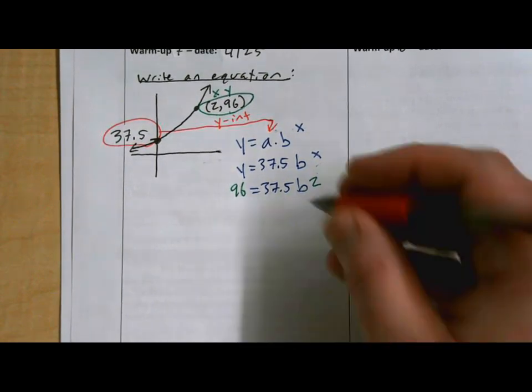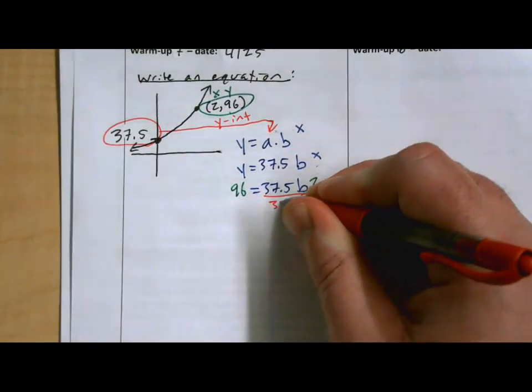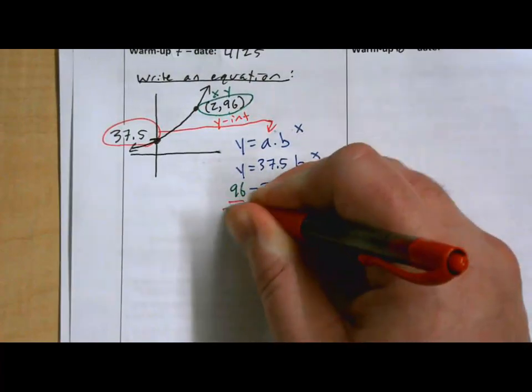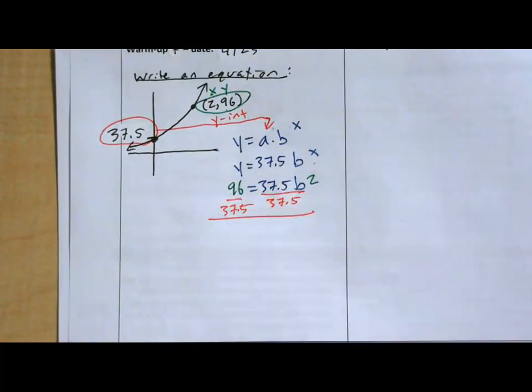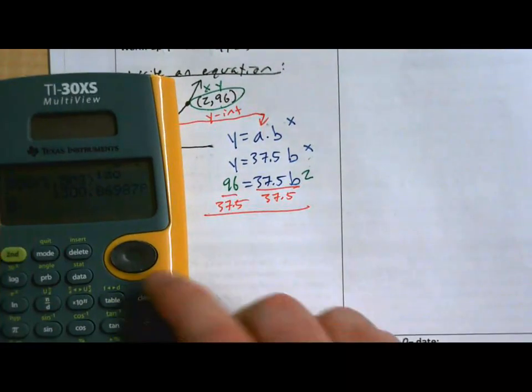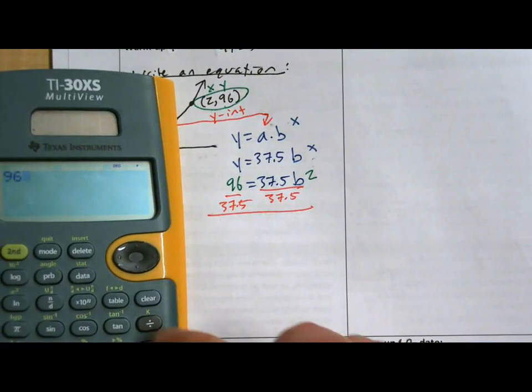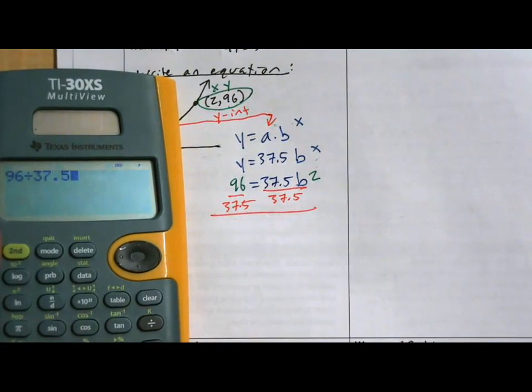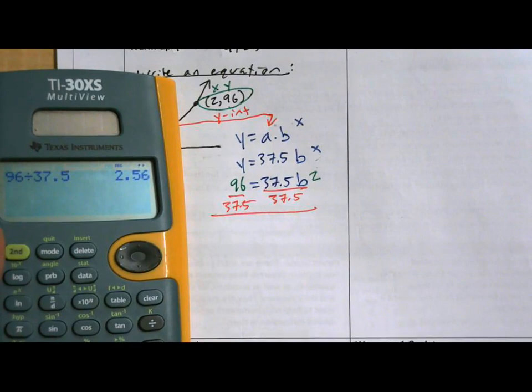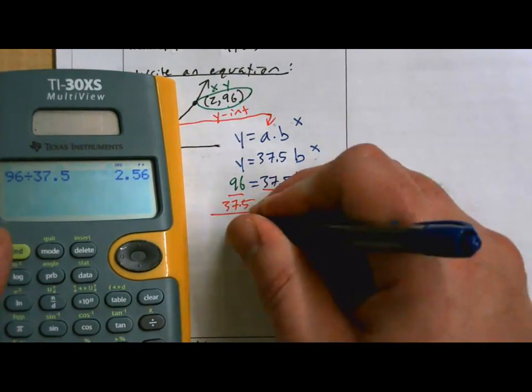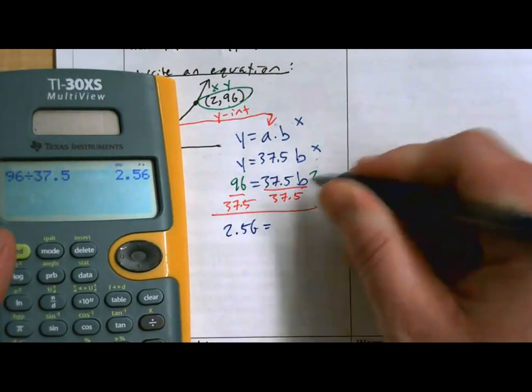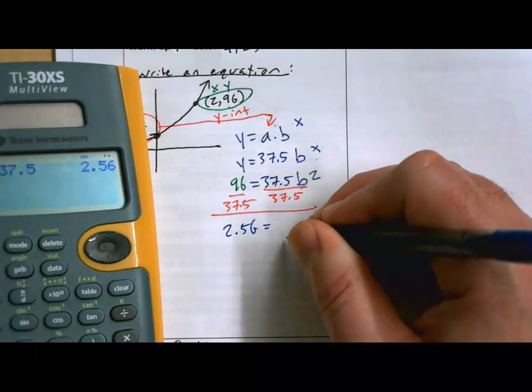I need to get this b by itself. Let's start by dividing on both sides by 37.5. Let my calculator deal with the math here. 96 divided by 37.5 is 2.56 equals, and now I've got b squared.